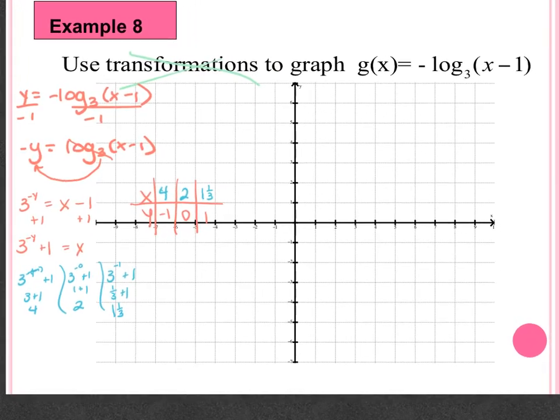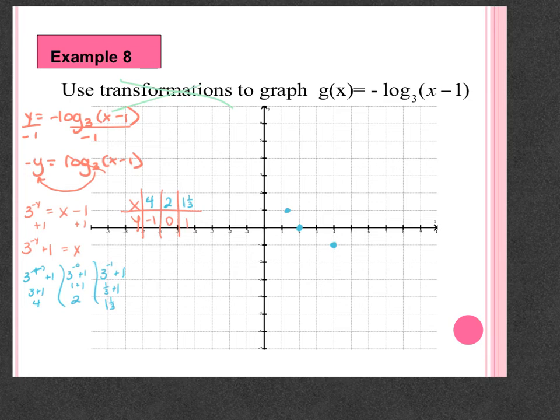Now go to your graph. 4, negative 1, 2, 0, 1 and 1/3 and 1. Where's my vertical asymptote? Good. Set it equal to 0, right? So vertical asymptote is at x equals 1. That's where my curve is going to happen.